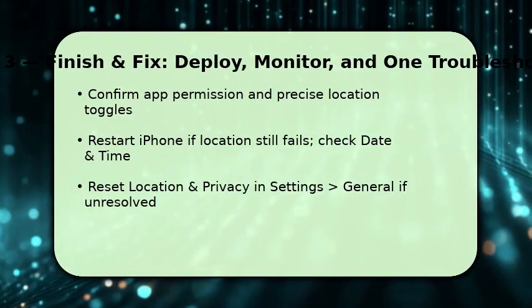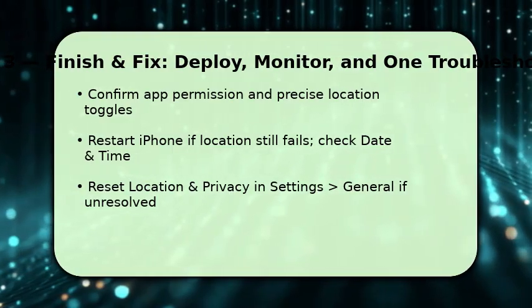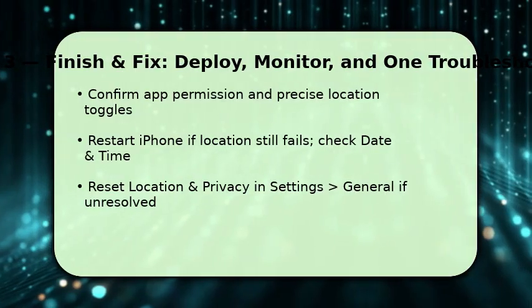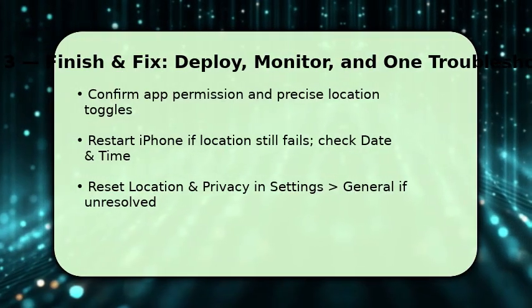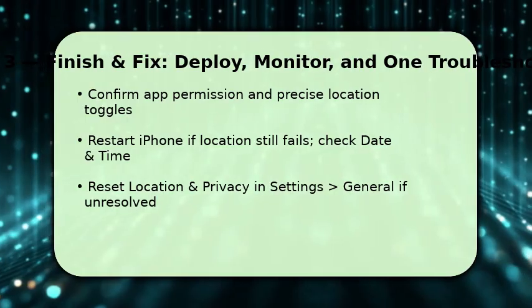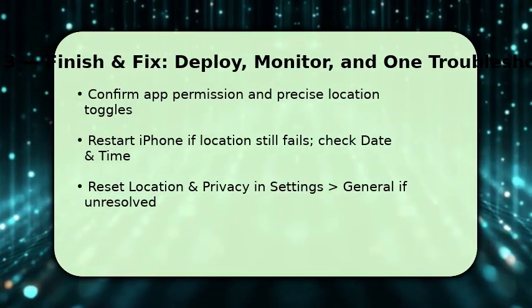As a last resort, go to Settings, General, Transfer or Reset iPhone, Reset, Reset Location and Privacy. This clears permissions and prompts apps again, a quick fix when settings become inconsistent.